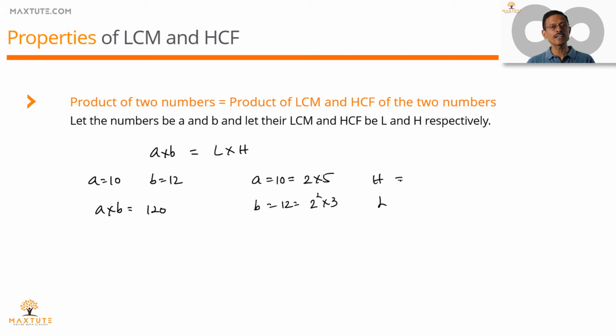HCF is the product of lowest powers of common primes. The only prime common to both these numbers is 2. The lowest power of 2 is 2 power 1. So the HCF is equal to 2.